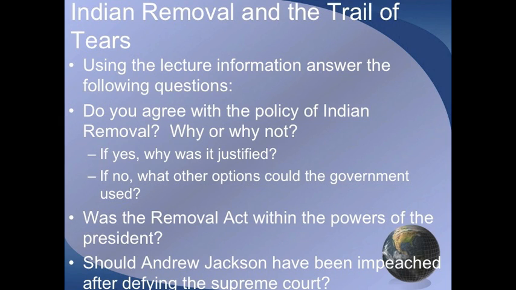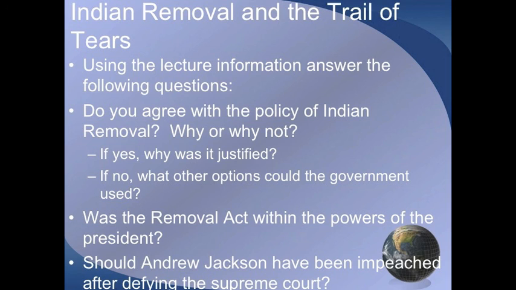Now that we have discussed the Indian removal and Trail of Tears, I want you to answer once again these three questions using specific evidence from the lecture. First off, do you agree with the policy of Indian removal? Why or why not? If yes, why was it justified? And if no, what other options could the United States government have had?